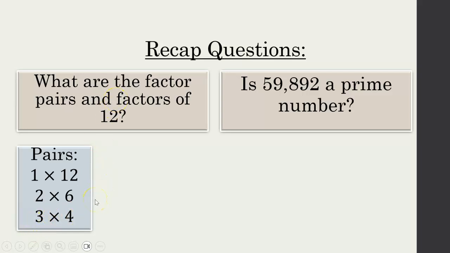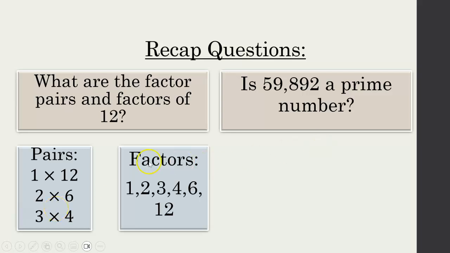Now I'm going to keep on going. 4 times 3, well, that's the same thing as 3 times 4. 5, does it go into 12? No. 6, well, 6 times 2, I've already done that, and I'm above the halfway point. Remember, once you get to 6, or whatever half the number is, you're done. So those are the pairs. And I know you could change it around. You could say 12 times 1, or 6 times 2. It doesn't matter. And the factors are just all these numbers here: 1, 2, 3, 4, 6, 12.